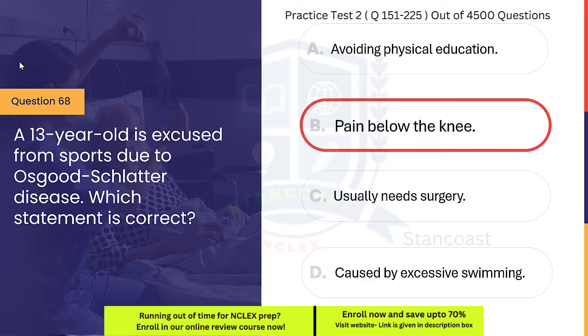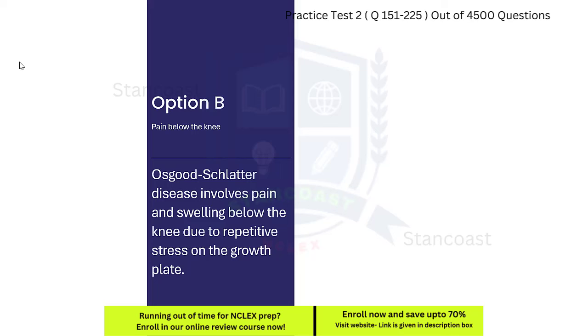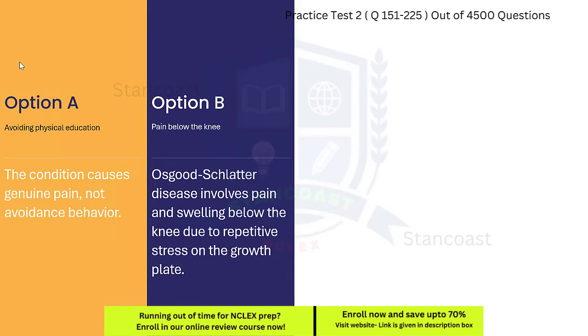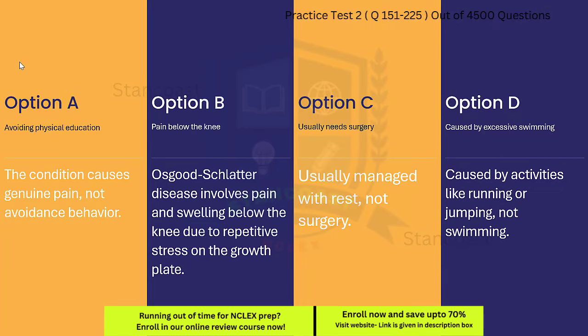The correct answer is B. Pain below the knee. Osgood-Schlatter disease involves pain and swelling below the knee due to repetitive stress on the growth plate. It is managed with rest, not surgery, and is caused by activities like running or jumping, not swimming.